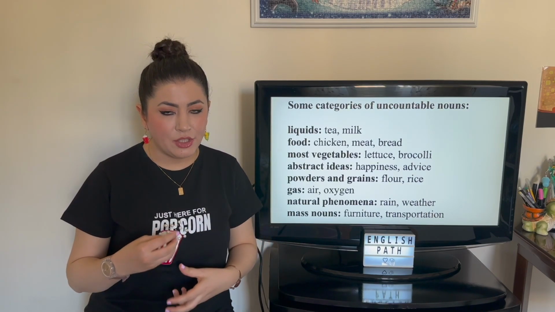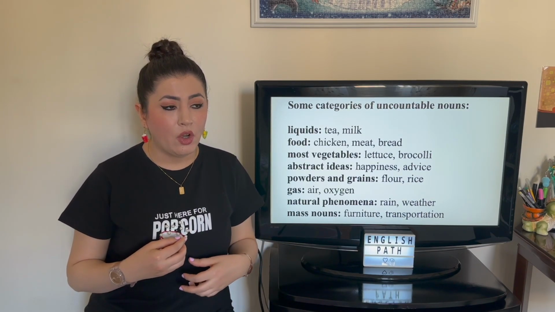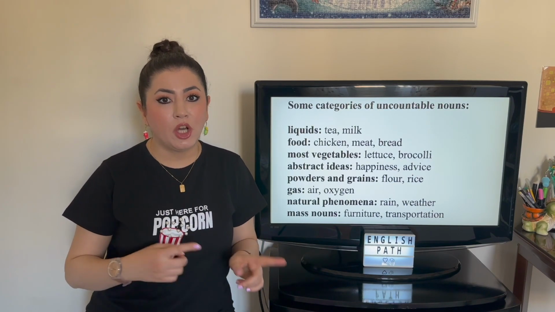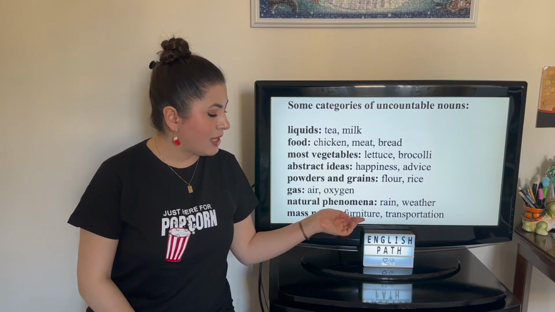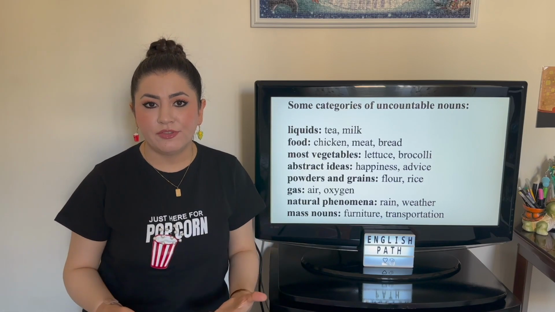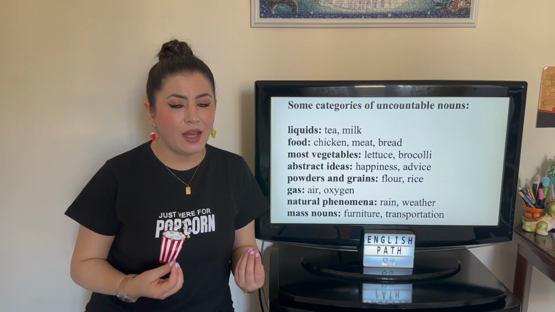I'd like to remind you of these very often because they're among the most common mistakes made in English, so just be cautious. And mass nouns as in furniture or transportation. Like a chair is a piece of furniture, a table is a piece of furniture.